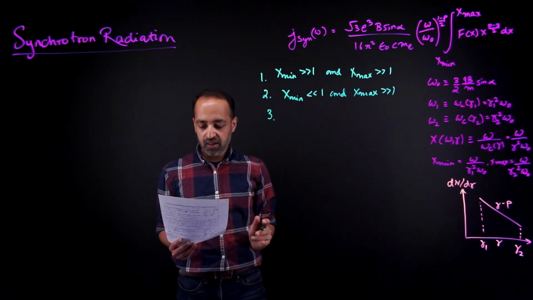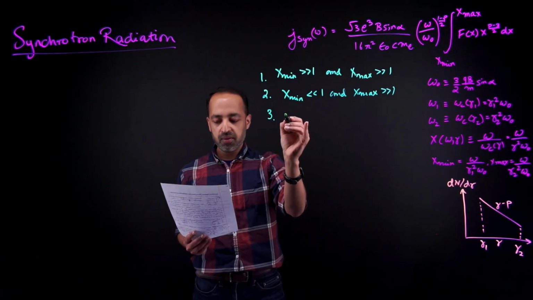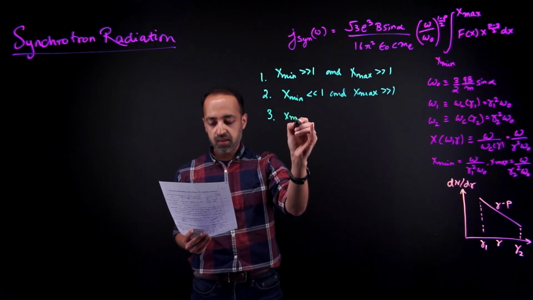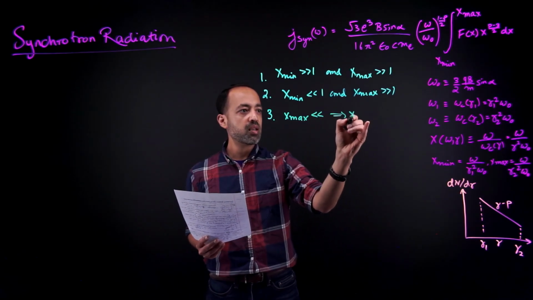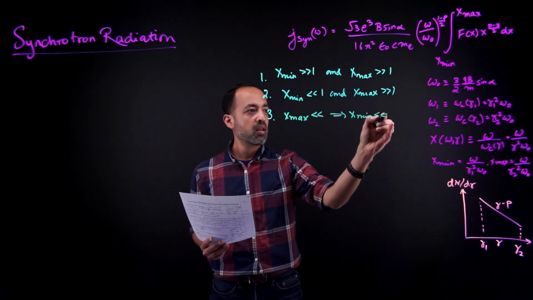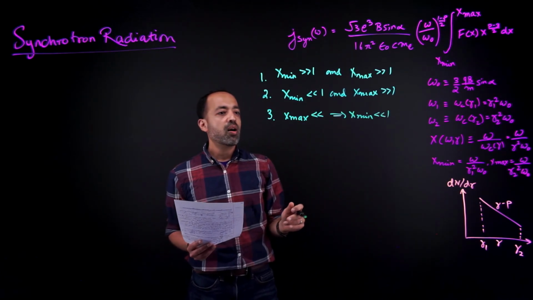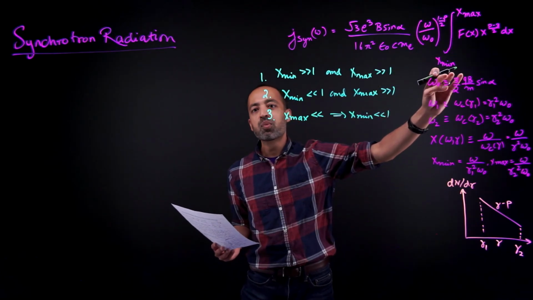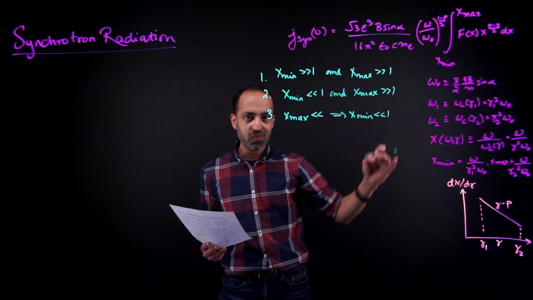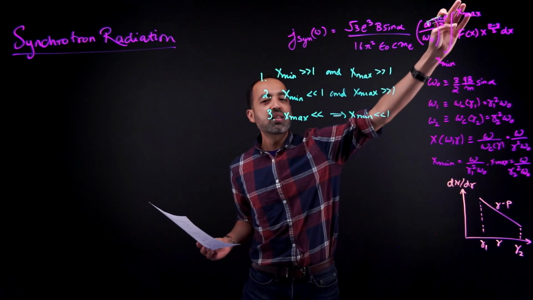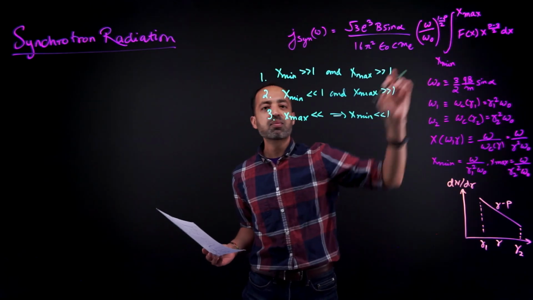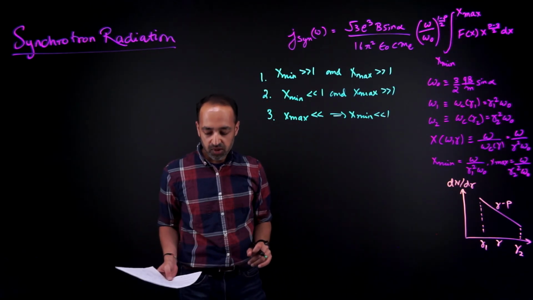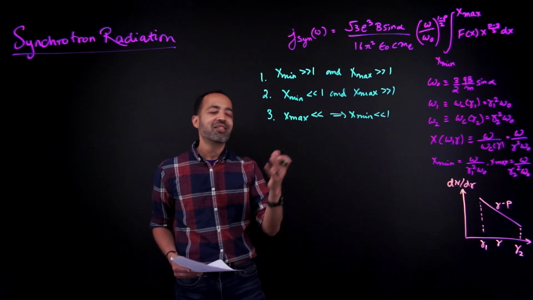And then a final case is if x max is much less than 1, which then implies that x min is much less than 1. I've just written them kind of reversed, but once x max is much less than 1, it will push x min to also be much less than 1. So either both of these are much greater than 1, both of these are much less than 1, or this is much less than 1 and that's much greater than 1, and those are the three cases we'll talk about. Now, of course, there are other possible cases.